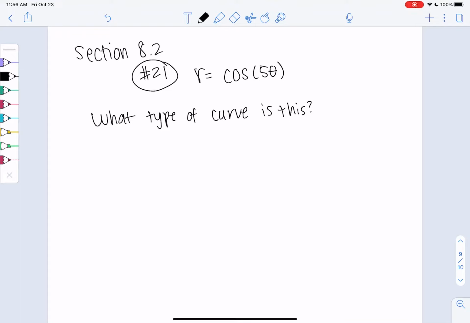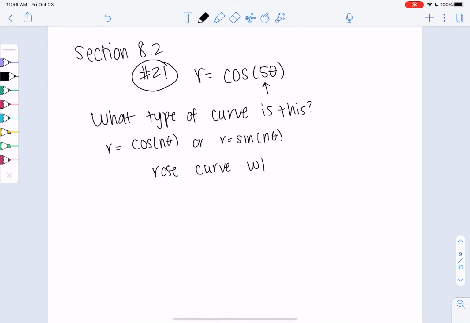So we learned that if we have cosine n theta or sine n theta, we get rose curves. And this one will have 5 petals with the coefficient of 5. So just knowing the shape will help give me some guidance. So now what we want to do is plot some points.